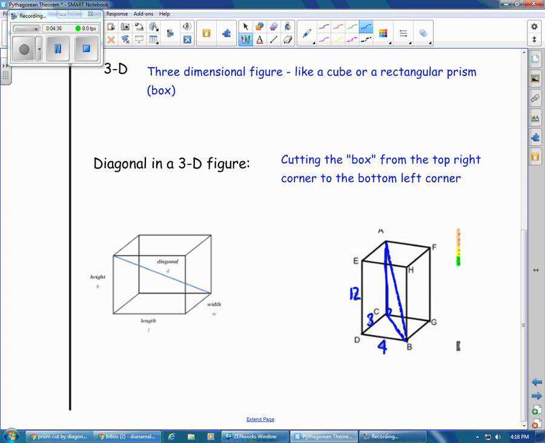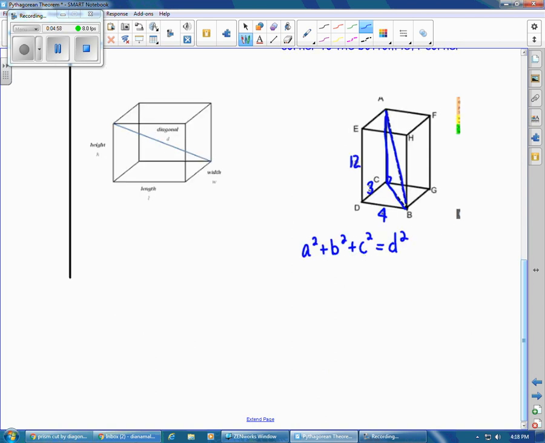This is just kind of a drawing that is very generic. So we're going to adjust our Pythagorean theorem. Instead of a squared plus b squared equals c squared, we're going to add that dimension. So we're going to have a squared plus b squared plus c squared equals d squared.